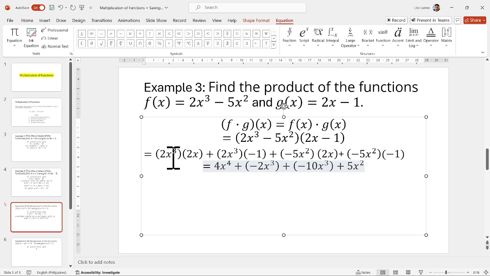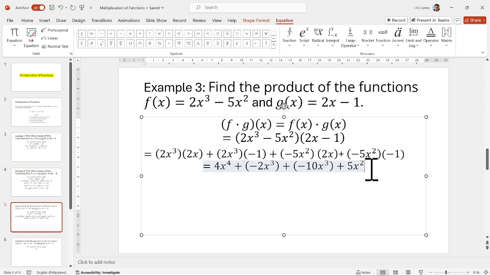Okay. Again, 2x cubed times 2x, multiplying the numerical coefficients, 2 times 2 is 4. X cubed times x is multiplying the variables, we have x raised to the power of 3 plus 1 is 4, plus 2 times negative 1 is negative 2, copying x cubed, plus negative 5 times 2 is negative 10, x squared times x, 2 plus 1 is x cubed, plus negative 5 times negative 1 is 5x squared.